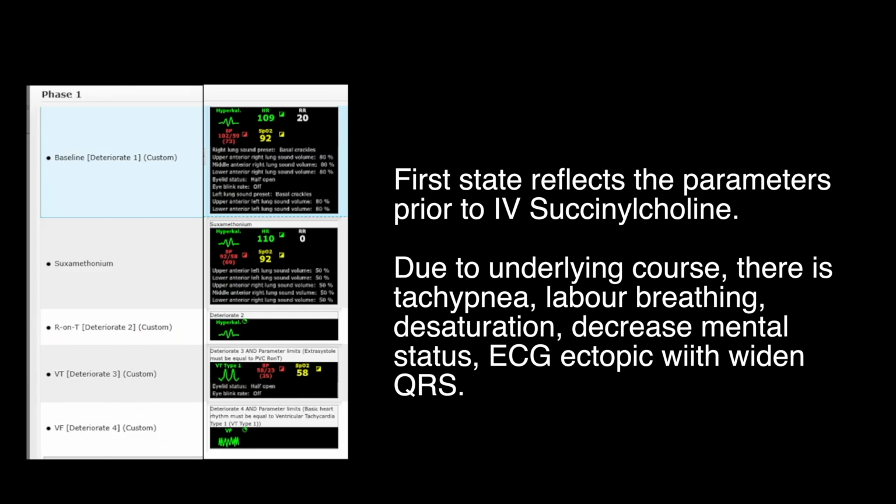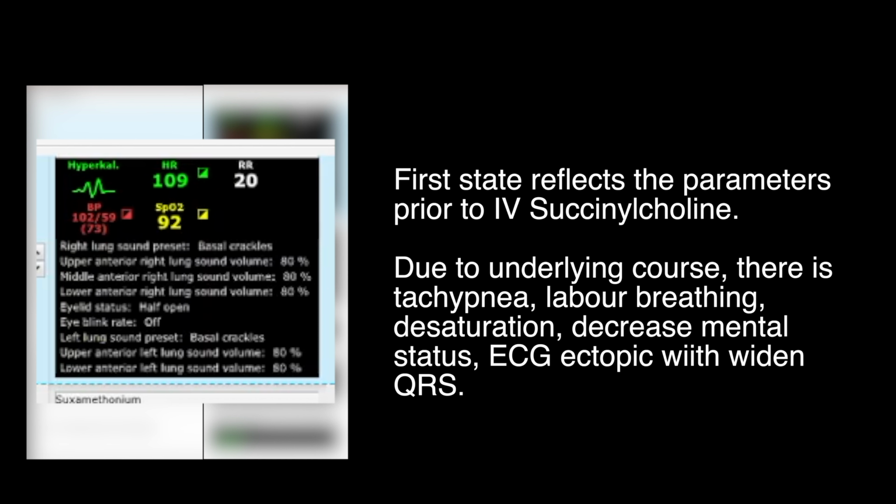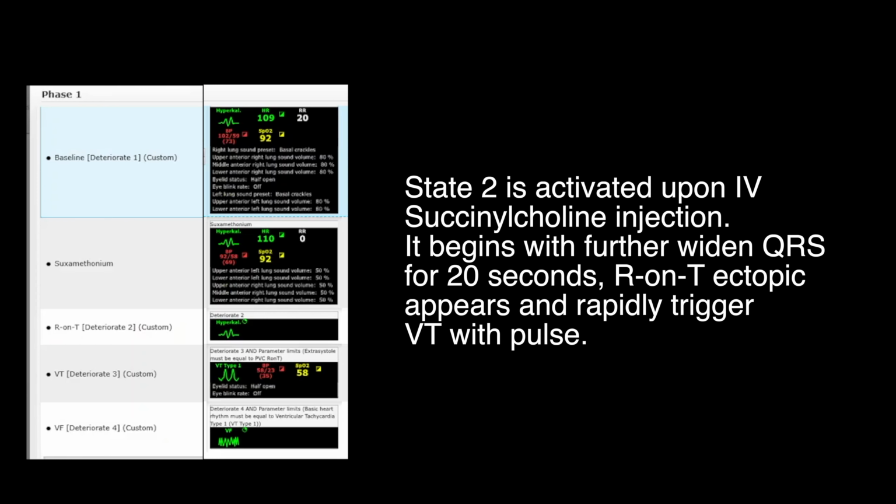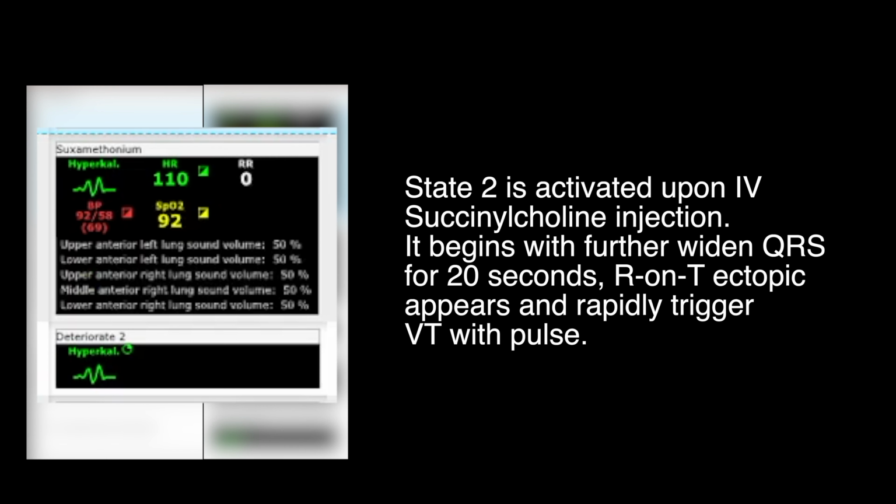The first state reflects the parameters prior to intravenous succinylcholine. Due to the underlying cause, that is tachypnea, labored breathing, desaturations, decreased mental status, and ECG ectopics with widened QRS. State 2 is activated upon intravenous succinylcholine injection. It begins with further widening of the QRS for 20 seconds. R-on-T ectopic appears and rapidly triggers ventricular tachycardia with pulse.